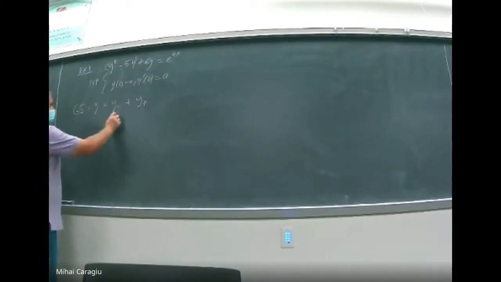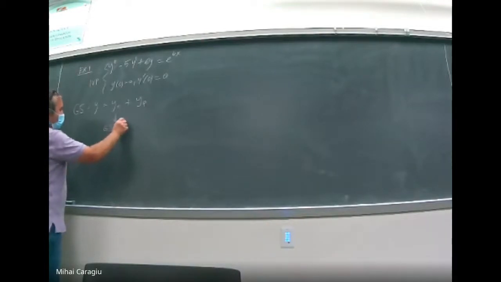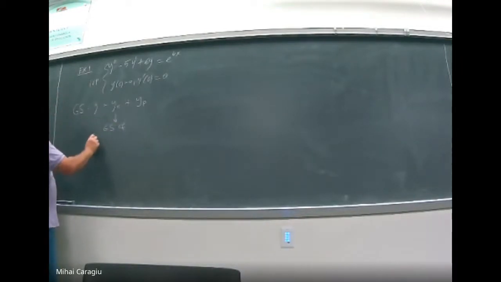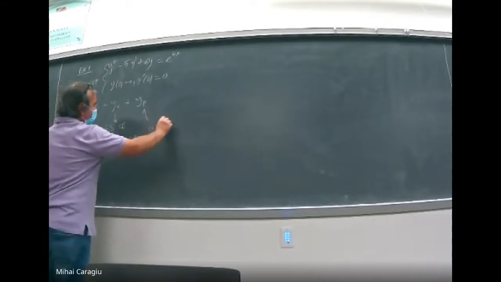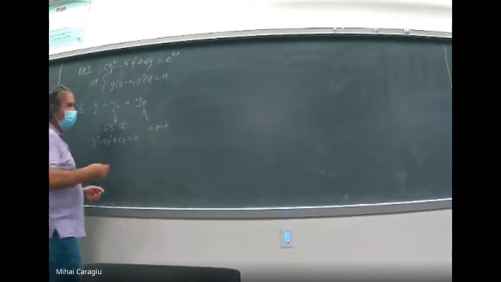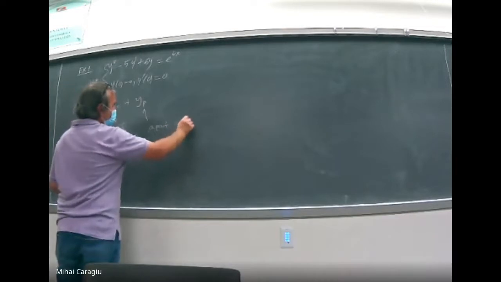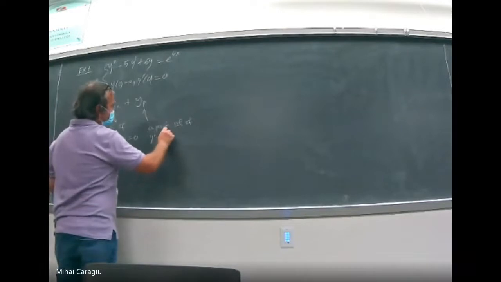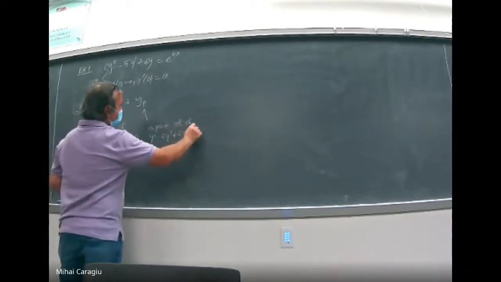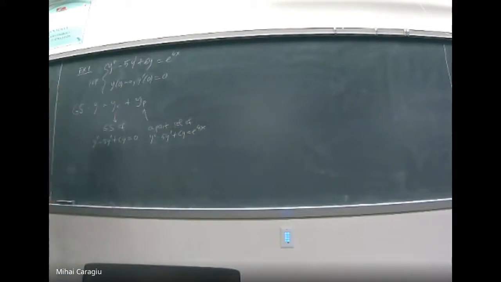y sub c is the general solution of y double prime, in this case, minus 5y prime plus 6y equals 0, which is the associated homogeneous equation. Right? And y sub p is a particular solution, as in any particular solution, of the non-homogeneous equation, y double prime minus 5y prime plus 6y equals e to the power 4x. So let's go ahead and do y sub c first.